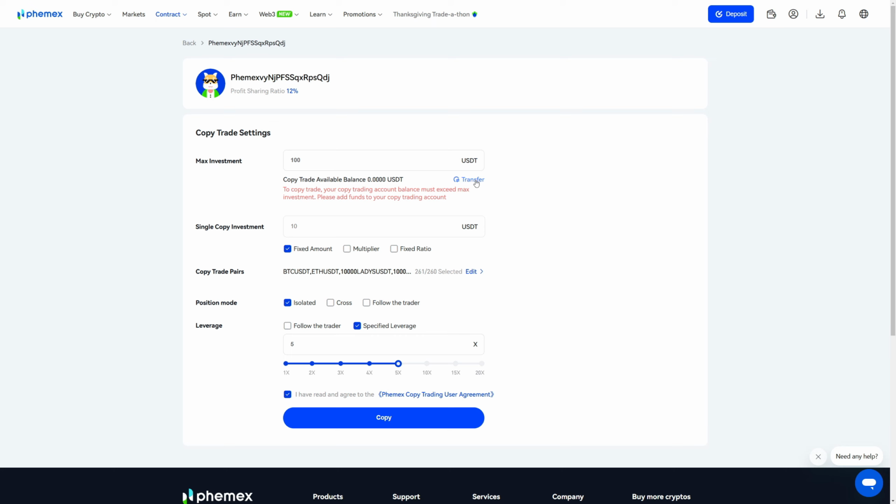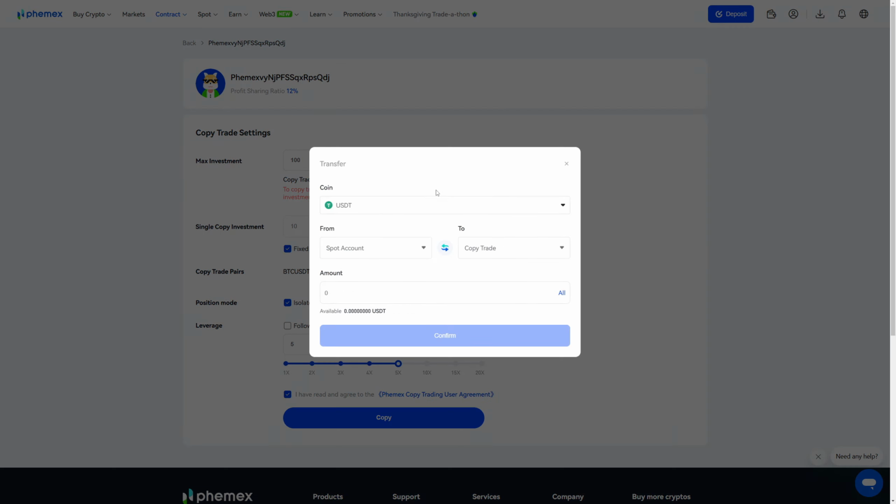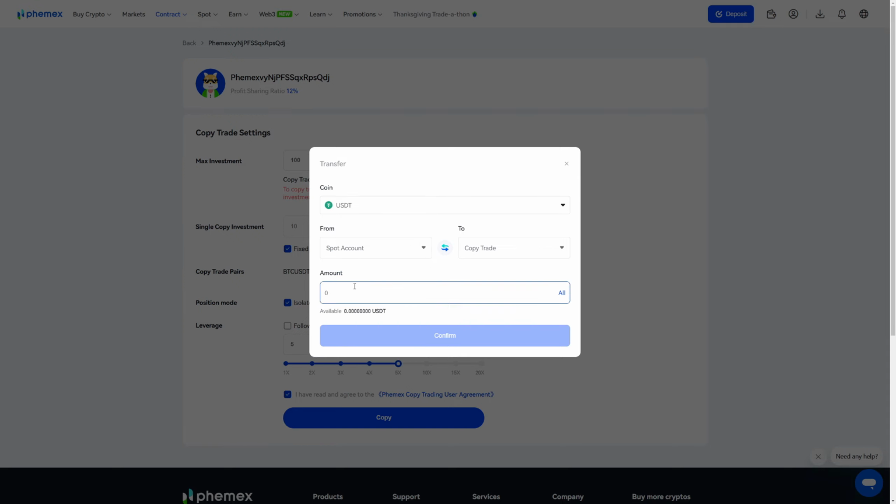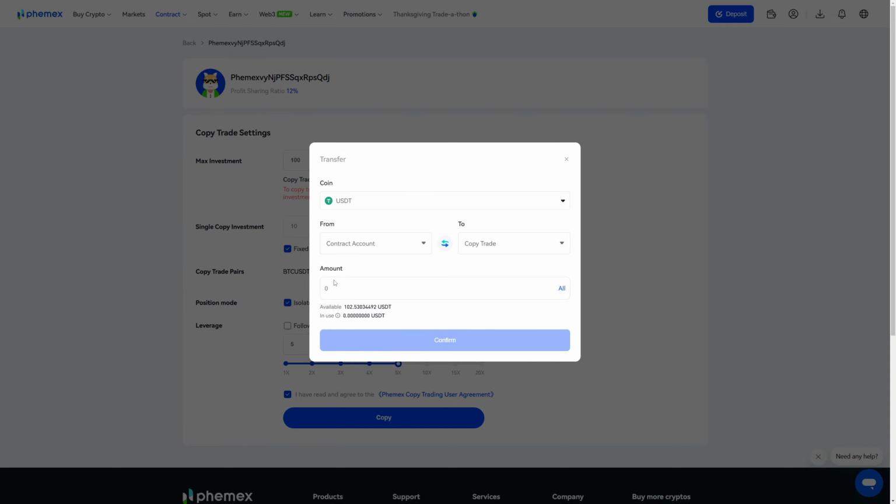First, you might have to transfer funds to your copy trading wallet if you don't have anything there yet. So click on transfer. If you have it maybe in the spot wallet, send it from spot to copy. In my case, I have the funds on the contract account, so I now send funds from the contract account to the copy trade account. But maybe you have funds in the spot account, so make sure that you send the funds from the wallet where they are located right now. In my case, the USDT are in the contract account.